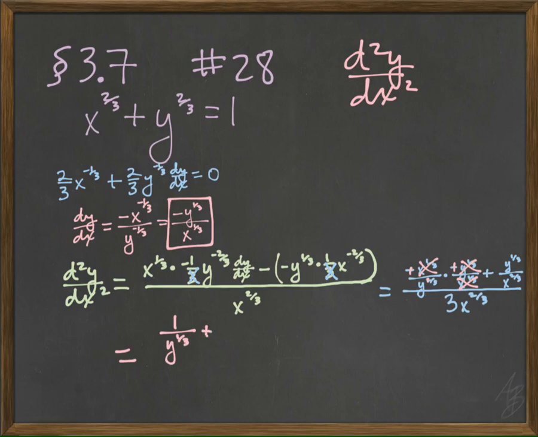plus, how about the second term? Is anything going to simplify there? So we have y to the 1/3 over x to the 2/3, is that right? All over 3x to the 2/3. We still have a complex fraction here, and I don't like complex fractions because we have fractions within fractions. So what could we do to get rid of that?